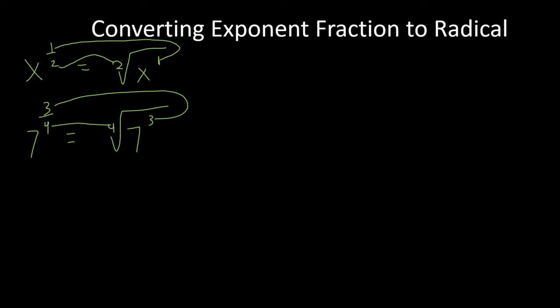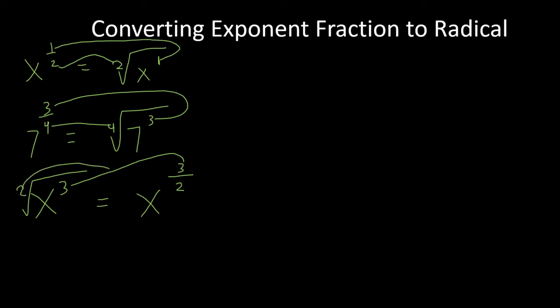So let's say we have it the other way around. Let's say we have the square root of x cubed, like this. If we want to convert it the other way around, it's going to be x to the 3 over 2. So remember, whatever's here goes on top. There's technically an imaginary 2 right here, and it goes on bottom.